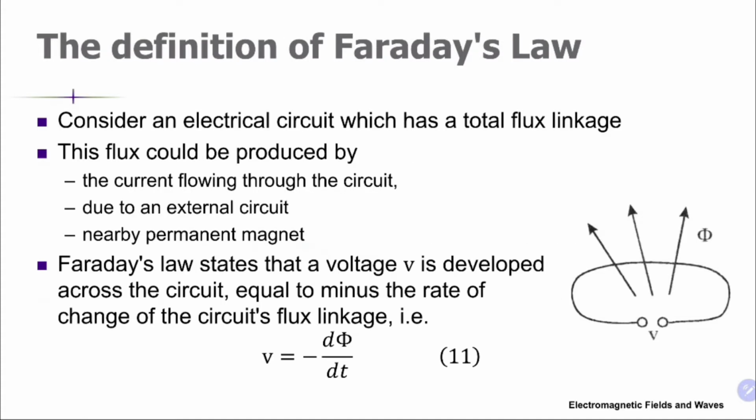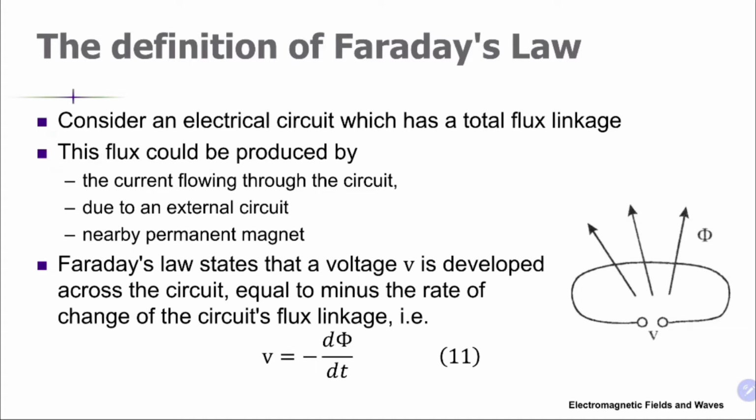Okay, the definition of Faraday's law. So consider an electric circuit that has a total flux linkage. The flux can be produced either by current flowing through the circuit, due to an external circuit, or by nearby magnets. So it can be three different scenarios. And Faraday's law states that the voltage V developed across the circuit equals minus the rate of change of the circuit flux linkage. Okay, V equals minus d phi by dt.